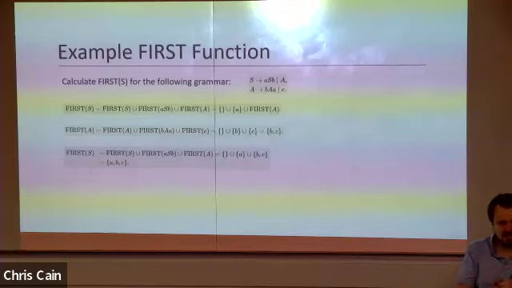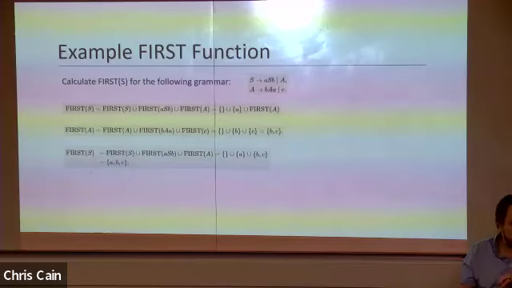Last time we talked about the first function. The goal of the first function was to find, for every non-terminal in the grammar, a set of all possible terminals that could be the first terminal in a string derived following any production sequence starting with that non-terminal's productions. We found that we just end up unioning a lot of these things together.